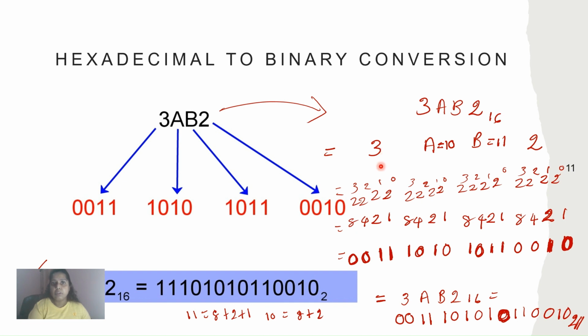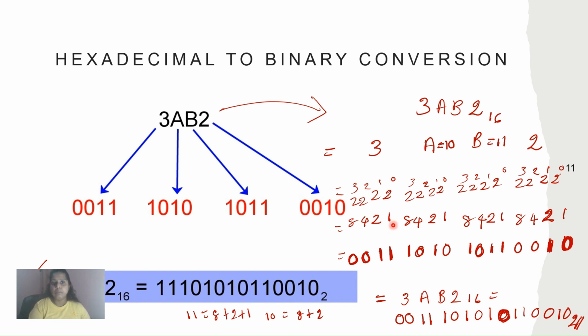Here, in order to create number 3, what are the values to be added? In order to create number 10, what are the values to be added? In order to create number 11, what are the numbers to be added? Like that you can consider. Here, in order to create number 3, you need to add 2 plus 1. Therefore you have to consider 2 and 1.